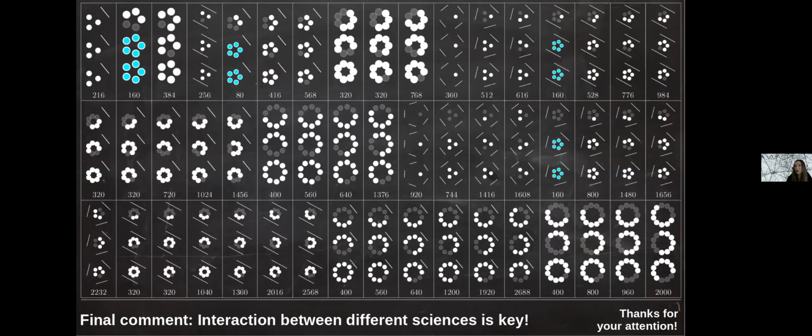Now I want to end my talk by showing you these 51 minimal problems without incidences. And I want to end on the final note that interaction between different sciences is key. We have heard this several times today, and I really believe our project is such a great example that shows how algebra, which is typically considered pure mathematics, can be successfully applied to computer vision.